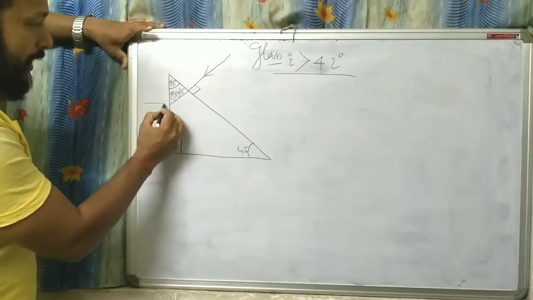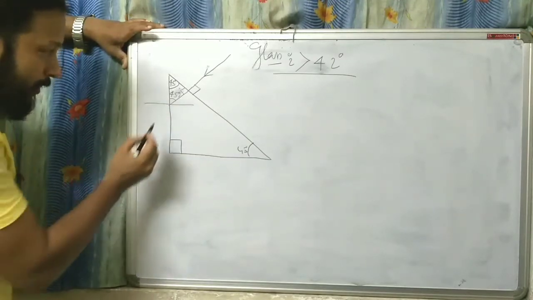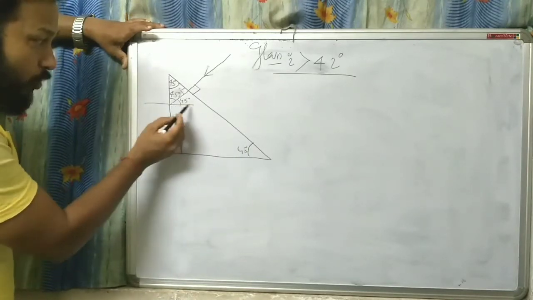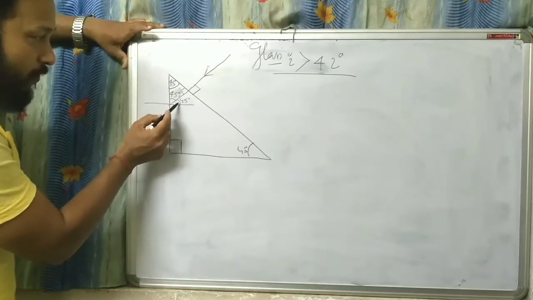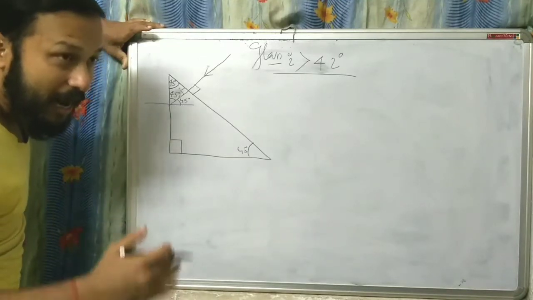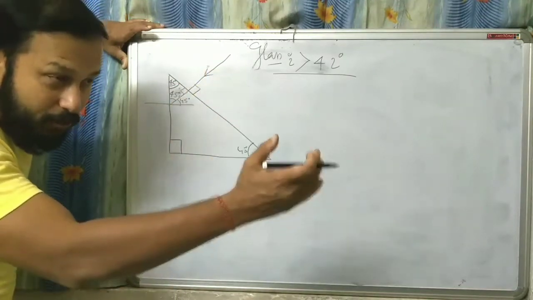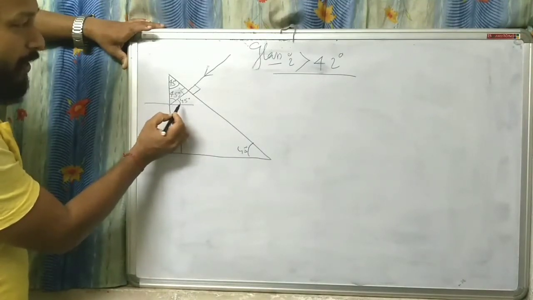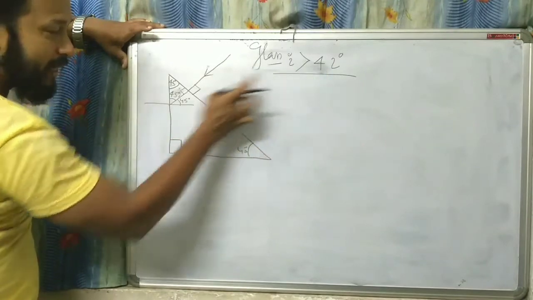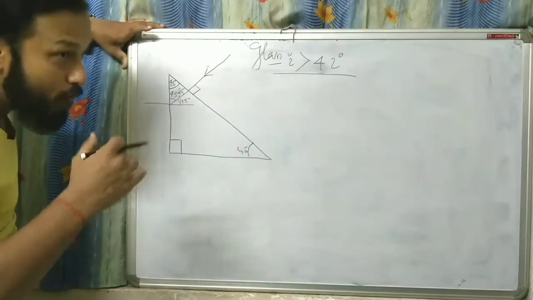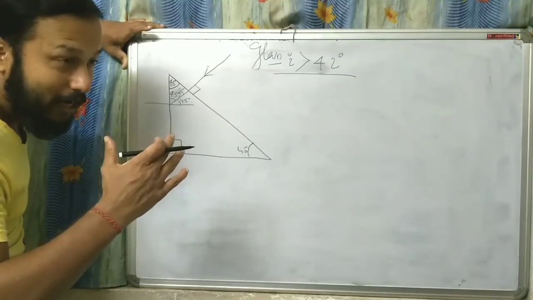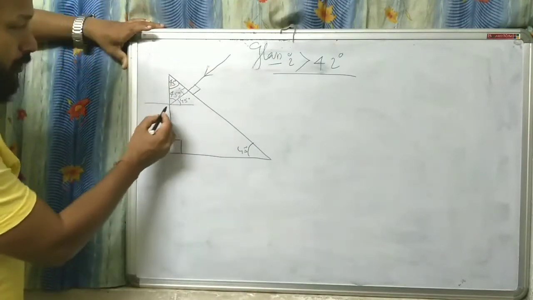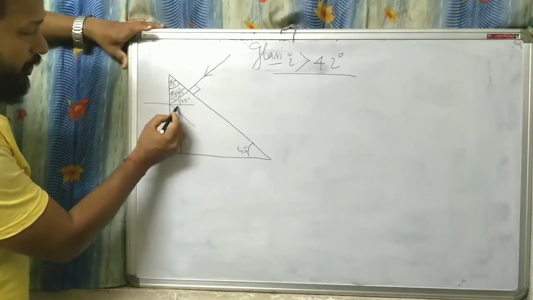Now we are drawing a normal here. So this is 45. This much will also be 45 because we know that normal means 90 degree. So 45, 45. Now tell me, what is the angle of incidence? Angle of incidence is between the incident ray and normal. So this is 45. Now 45 is more than 42 degree. So the ray will suffer total internal reflection.